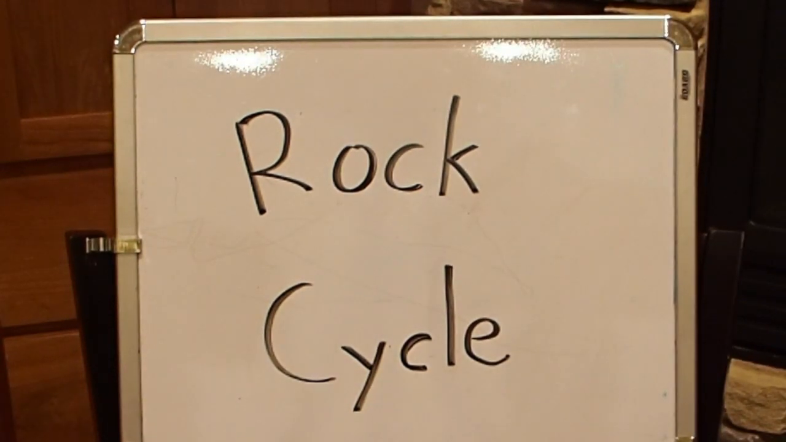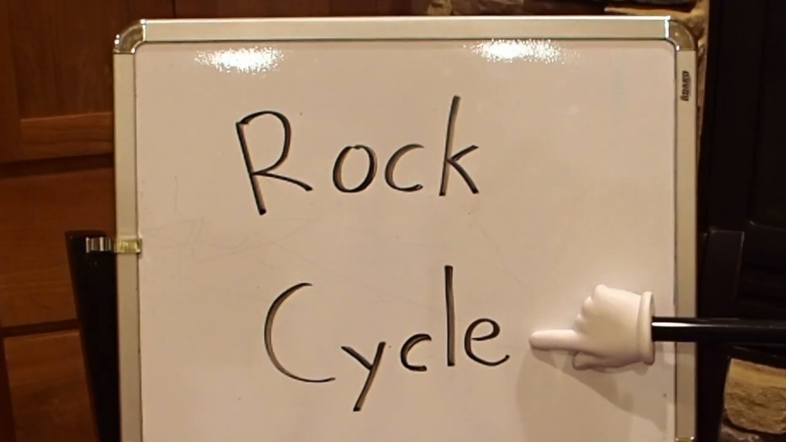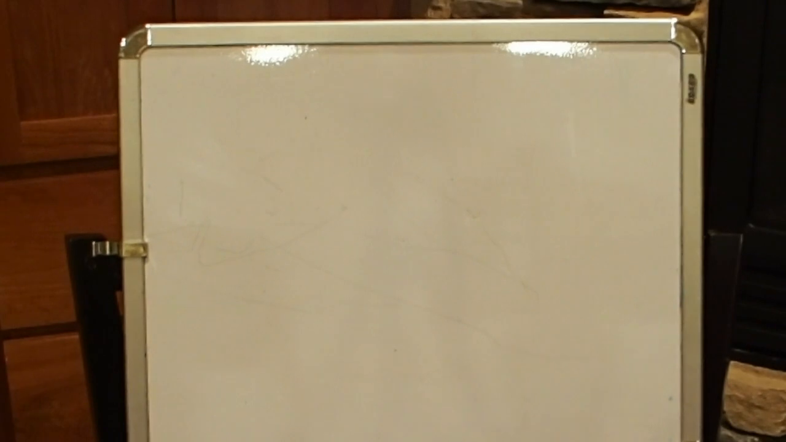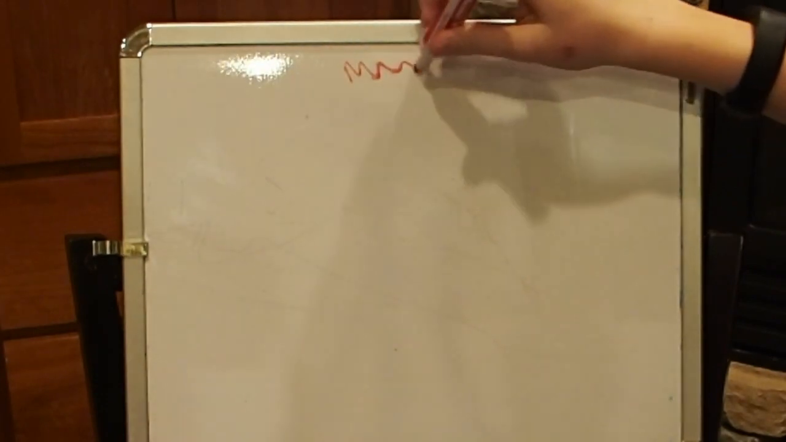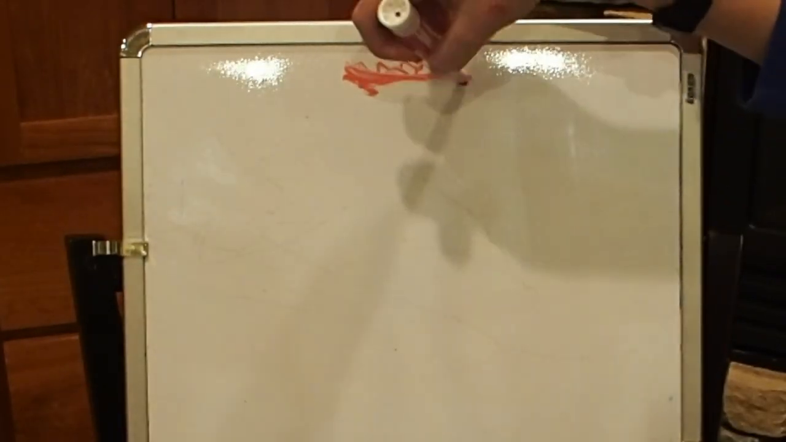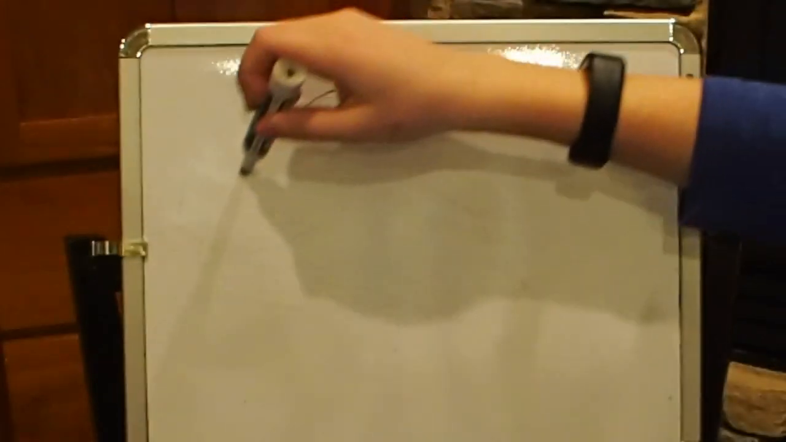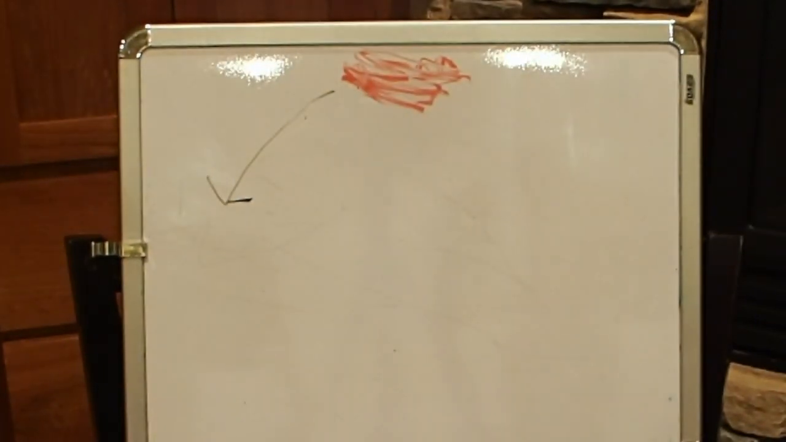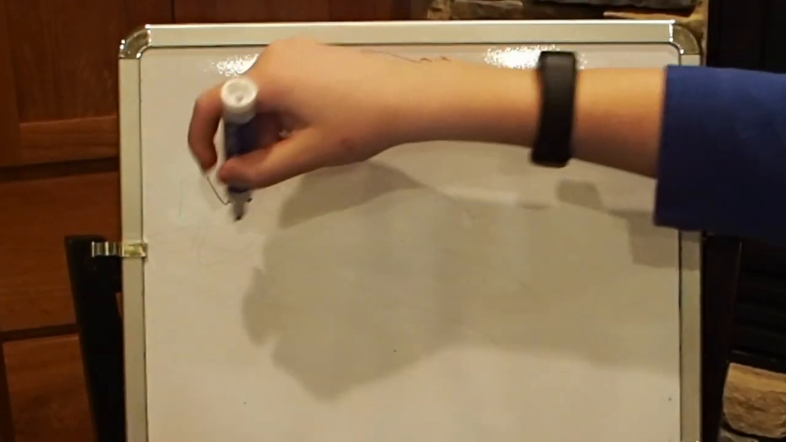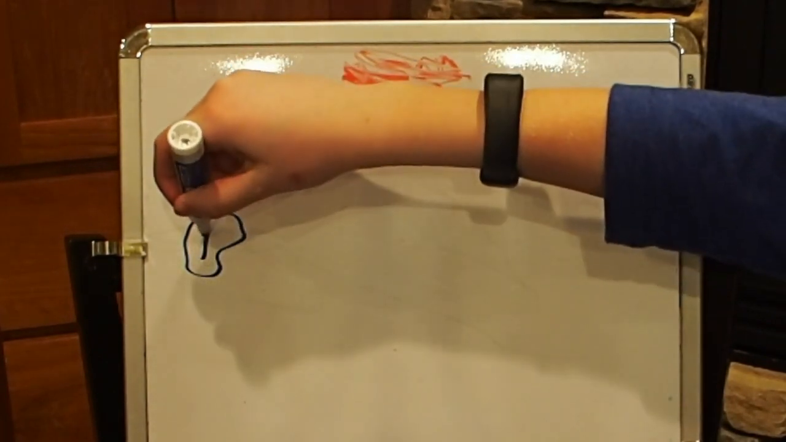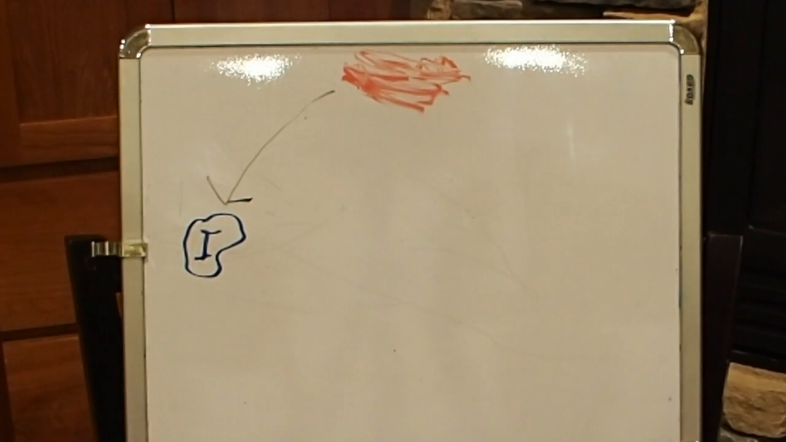The next thing I will be teaching you is the actual rock cycle. The rock cycle can be confusing, but I'll try to explain it the best I can. Let's start with some magma. This is going to be our magma. Once you have magma, the magma can crystallize and turn into igneous rock. So I'm going to draw igneous rock. Here's my igneous rock.